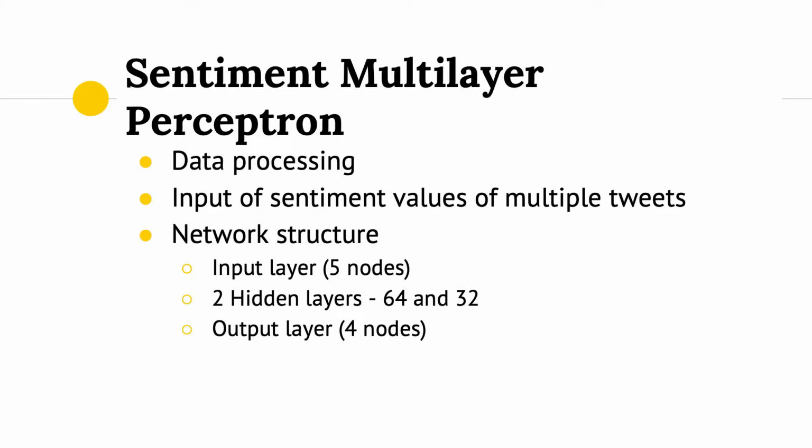Groups of sentiment values were inputted into the network structure. The input layer had 5 nodes, one for each tweet's sentiment value. It had 2 hidden layers, which are basically layers between the input and the output layer, with 64 and 32 nodes each, and we had 1 output layer with 4 nodes, one for each weather: clear, clouds, rain, and thunderstorms.